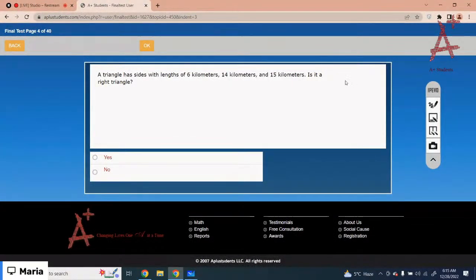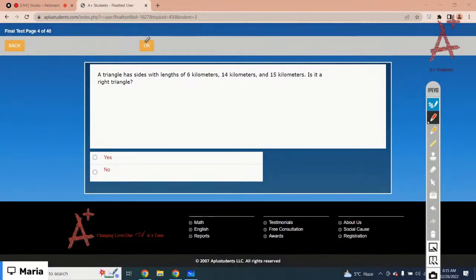A triangle has sides with length of 6 kilometer, 14 kilometer and 15 kilometer. Is it a right angle triangle? That is from the lesson we just did. Got it? So the largest side length is always the C. Got it? Be C square equals A square plus B square.